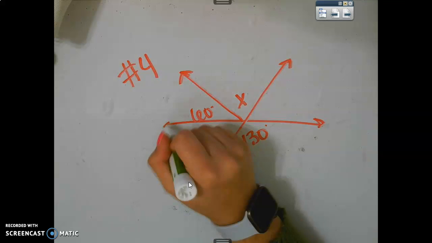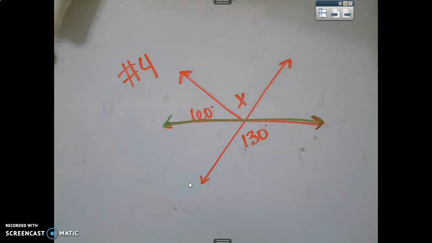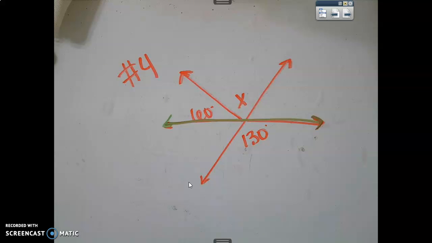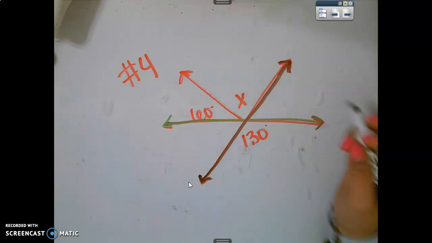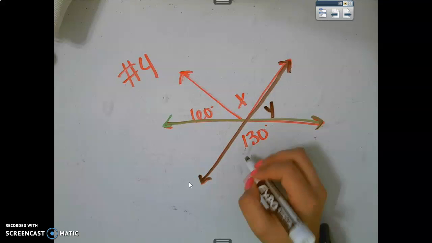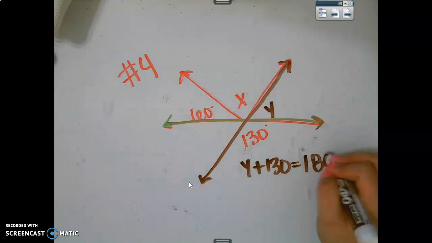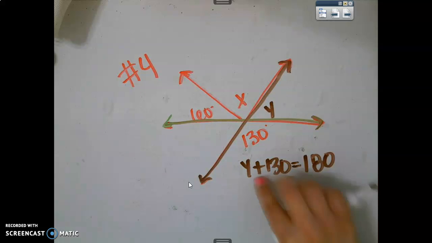So you know that this line right here is 180, but the issue is that you don't know what the value of this angle would be, right? So you want to go ahead and solve for this line over here first. Let's just call it y, right? y plus 130 equals 180. Then from here, you work it and you're going to be able to solve for y.